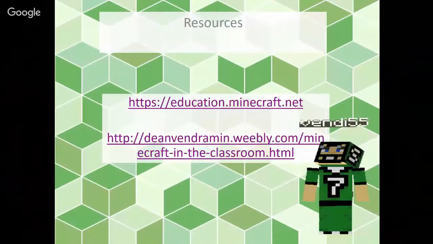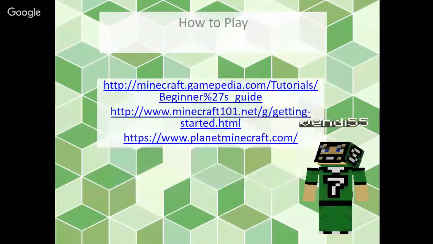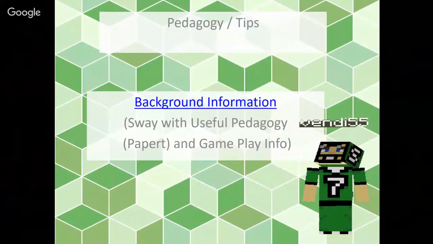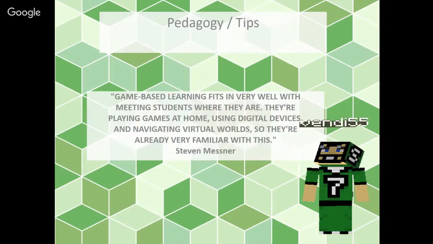Again, here's some articles out there. There's lots of, and here's some how to play. There's lots of information out there, lots of people you can touch base with, lots of pedagogy. Like if you click on this, there's a Sway that's attached to this, and it talks about Seymour Papert and what he thought about students being engaged in play. So even in high school, kids still want to play. And here's what other educators are saying about how it can be used.